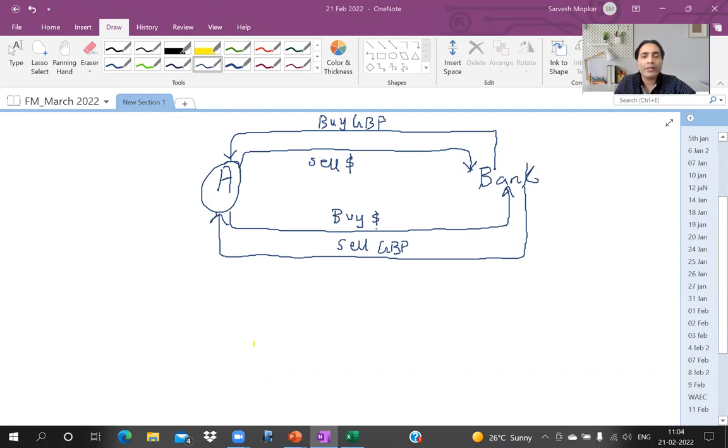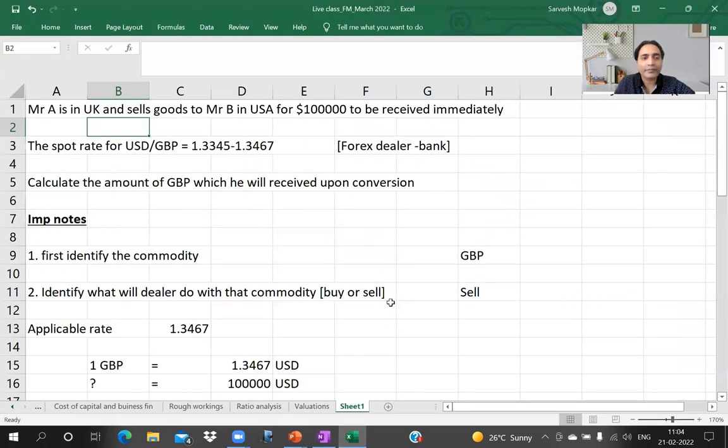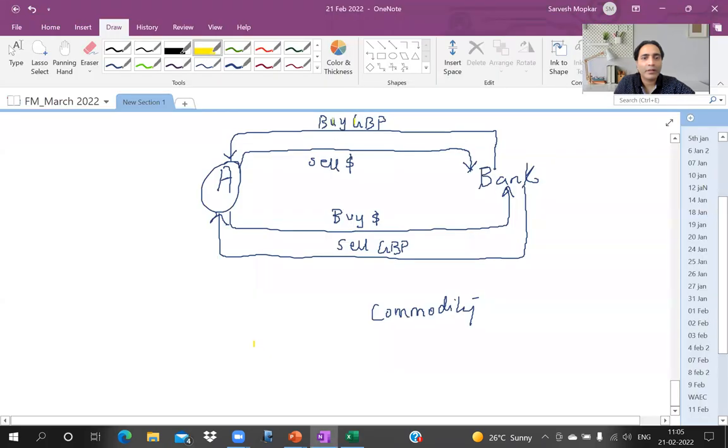Now, GBP dollar, GBP dollar. Out of GBP and dollar, who is the commodity? Between GBP and dollar, which is the commodity? GBP. Correct. Okay. I'll mark it in yellow. Now, you have identified the commodity and you are focusing only on what is happening with the commodity. Now you have to focus on what the dealer is doing with the commodity. So now your focus should be bank, always the bank, and completely ignore what A is doing. So this side is to be ignored.